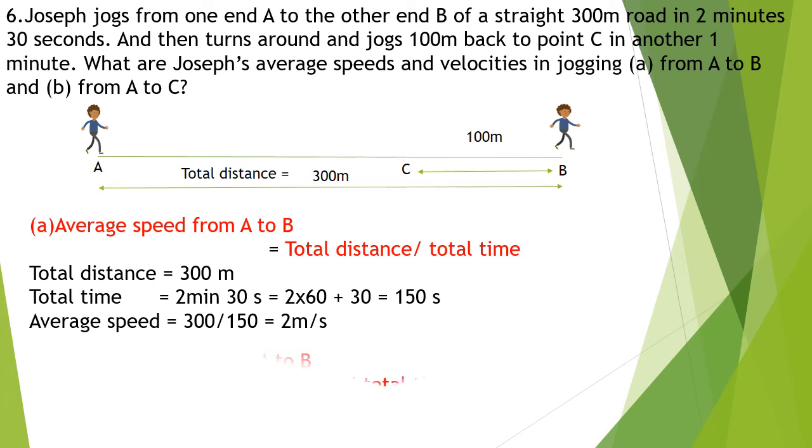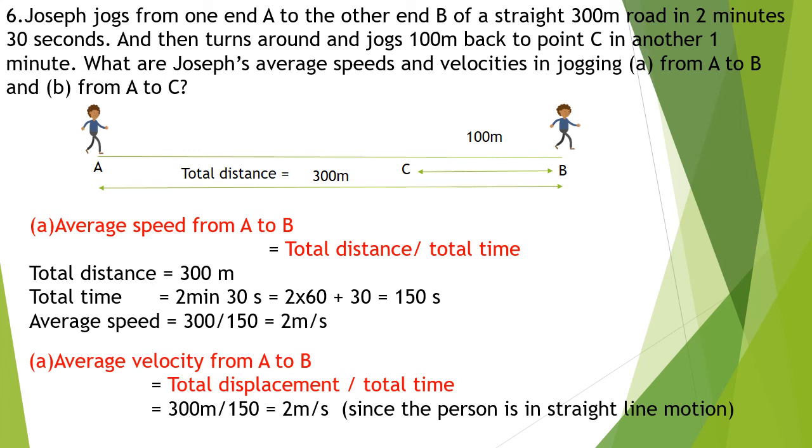Now what is average velocity, children? Average velocity is total displacement by total time. So the total displacement is also the same, isn't it? Initial position is A and final position is B. So the distance is 300 again. So 300 by 150, again we'll get the answer as 2 meter per second.